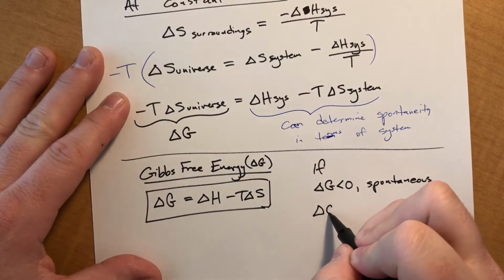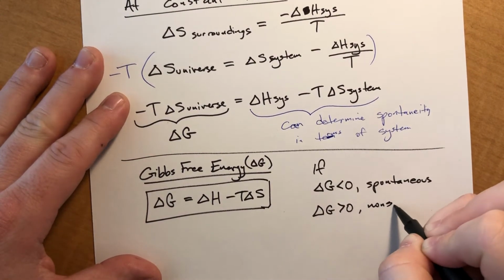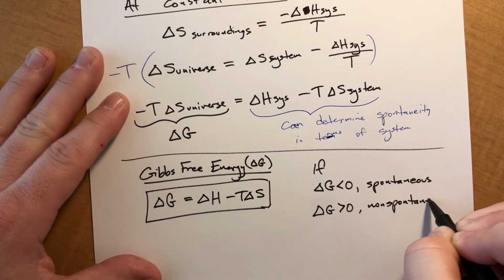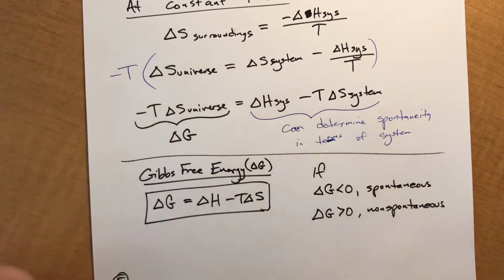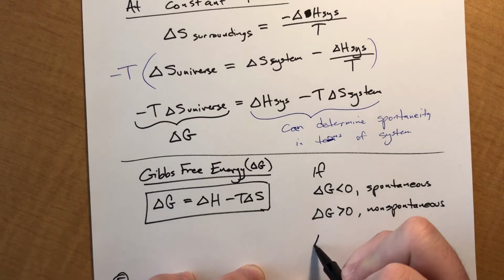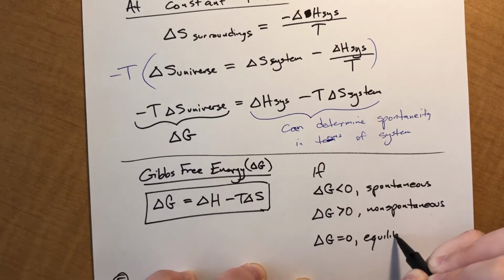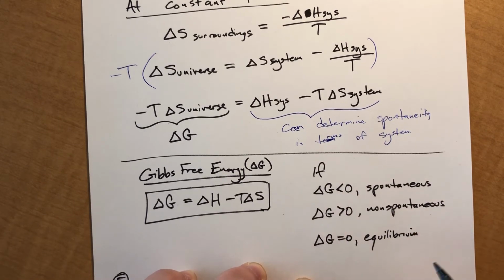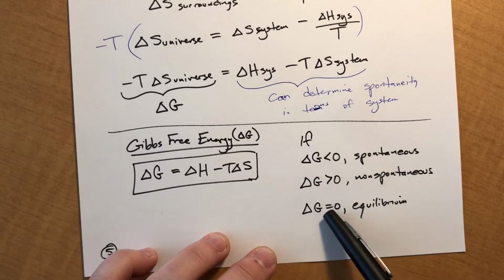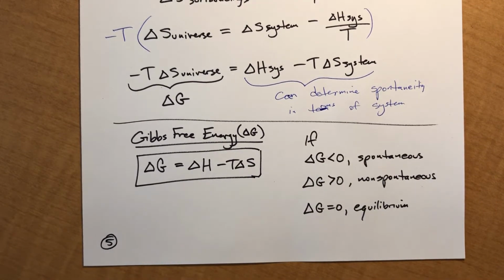If delta G is positive, this means it's non-spontaneous. This doesn't mean the reaction can't happen, it just means we're going to have to pump energy in, or electricity, or we're going to have to put some effort into it. If delta G equals 0, we are at equilibrium, which means if we ever get to delta G equals 0, all of the stuff we learned in the equilibrium chapter is relevant again. Okay?